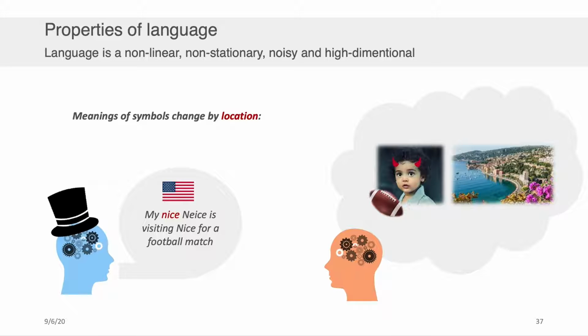If I changed it to say that my nice niece is visiting Nice for a football match, and I was here in the United States, well, I might interpret that football is referring to an American football match. But if I came from the UK, or maybe this sentence was said in the UK, I might interpret that we're speaking about soccer or English football.